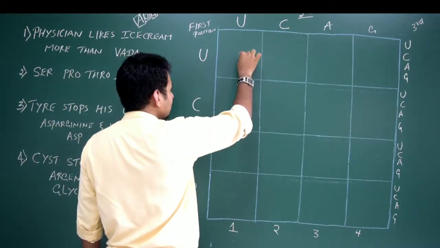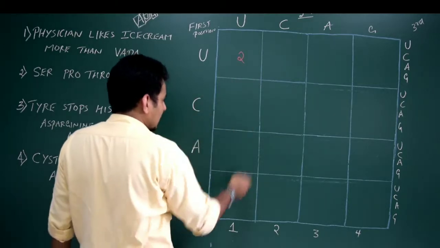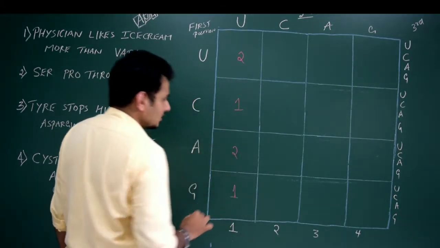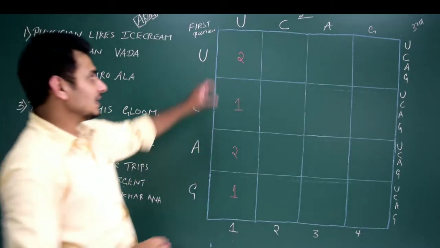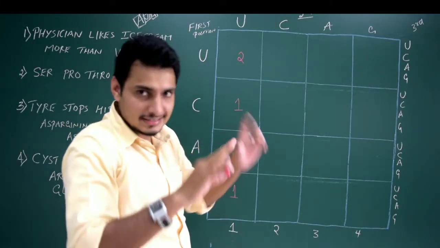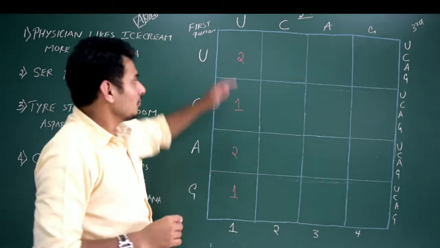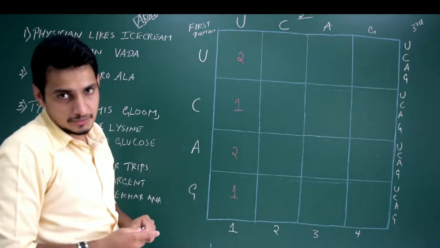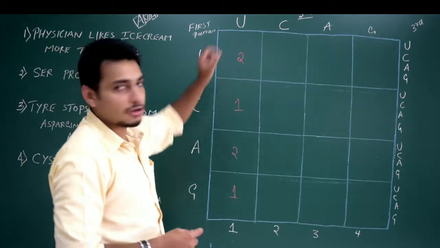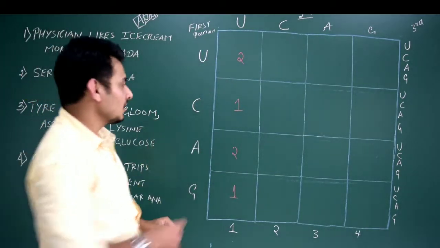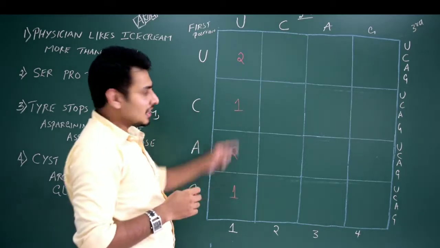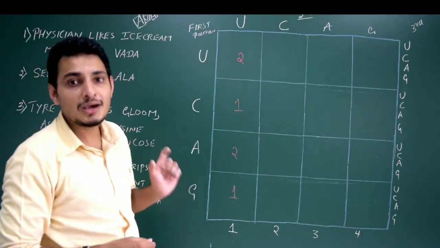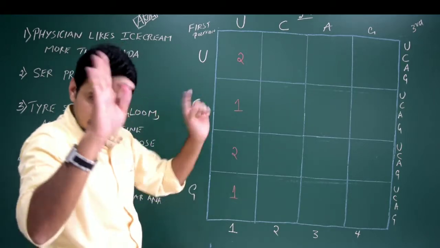First write this. This is the first line: 2, 1, 2, 1. What are these numbers? In each box you get 4 codons, but out of 4 codons, it will code for 2 amino acids. I'll tell you how. In this case, the 4 codons code for 1 amino acid. So these numbers are nothing but the amino acids: 2, 1, 2, 1.